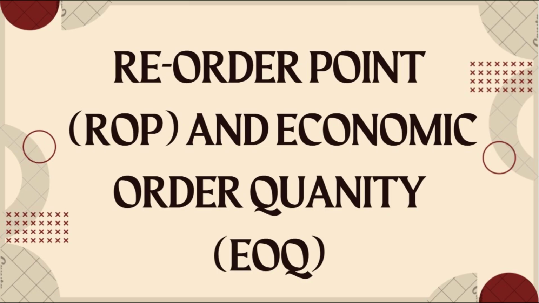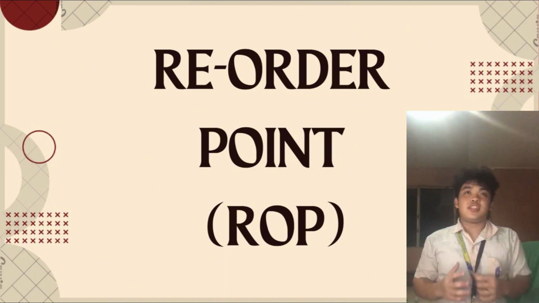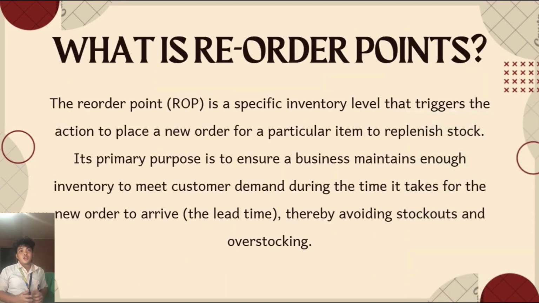So in this video we will be learning reorder point, or ROP, and economic order quantity, or EOQ. So let's first discuss what is reorder point. The reorder point, or ROP, is a specific inventory level that triggers the action to place a new order for a particular item to replenish stock.